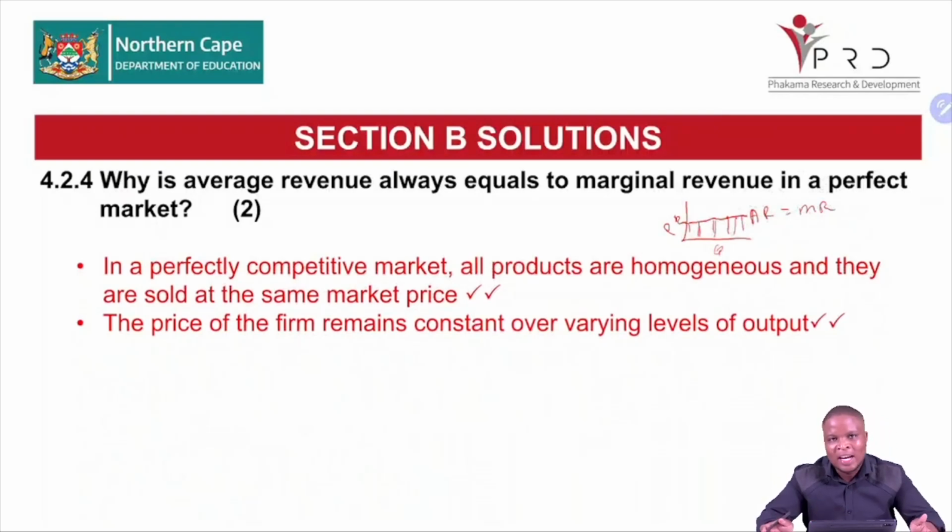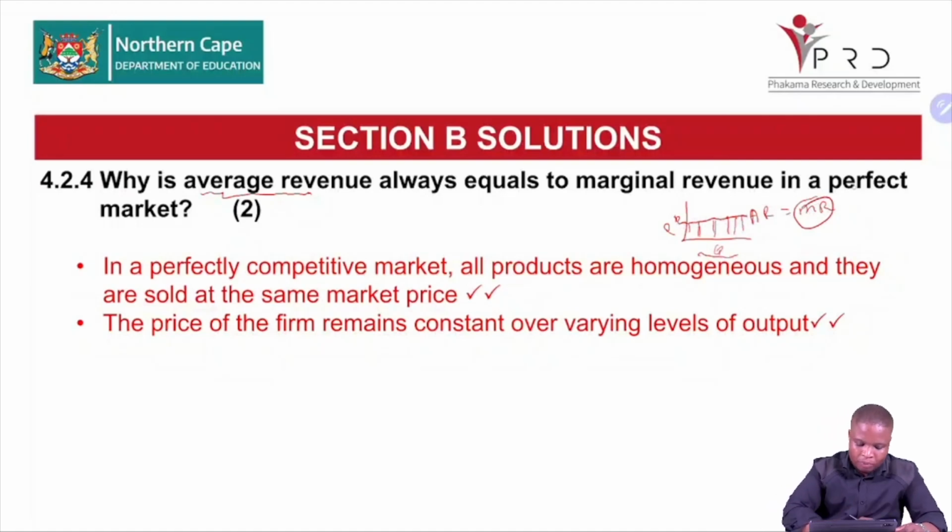If the price is 2 rand, they are price takers. The price of a firm remains constant over varying levels of output. As a price taker, your unit price is always the same. This is quantity. Remember, this is quantity. What is quantity? It is unit. Your unit price remains the same. If it's 2 rand, the unit price remains the same, and the additional price will always remain the same. If the unit price is the same, the additional price is the same.